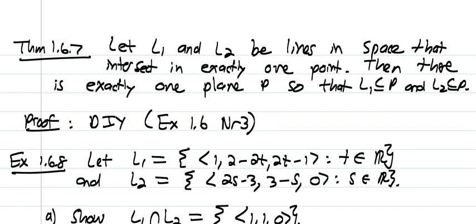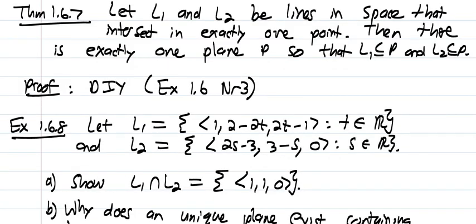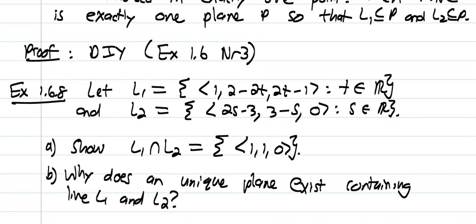All right, but let's quickly do an exercise to see this in action. So let line 1 be the set of points of the form (1, 2 minus 2t, 2t minus 1), where t is a real number. If you have a different line, you've got to use a different parameter. So let's say line 2 is a set of points of the form (2s minus 3, 3 minus s, 0), where s is a real number. So I'm going to leave it for you to show that the two lines intersect and they intersect in a unique point. So that calculation might take a page.